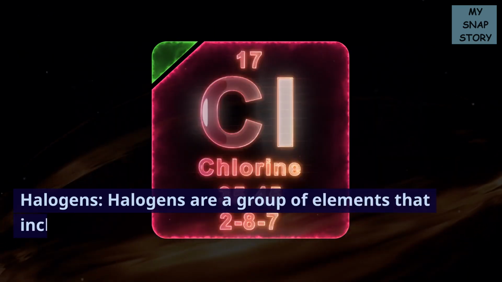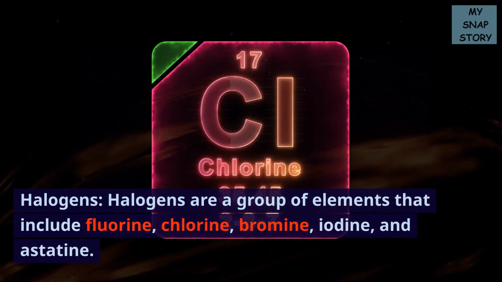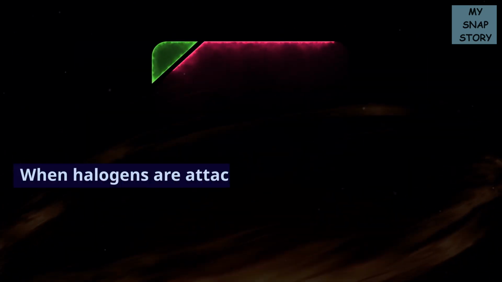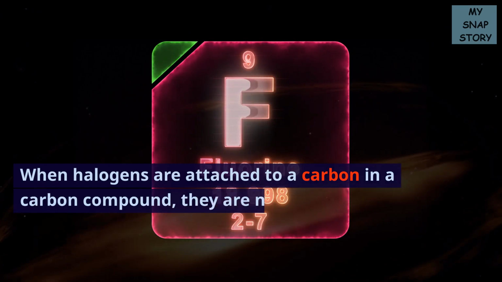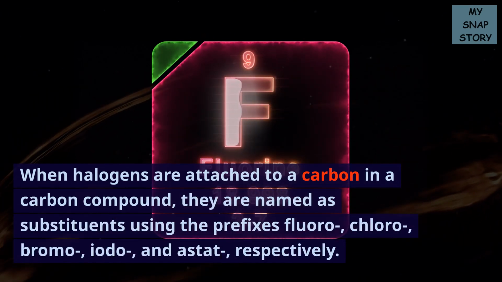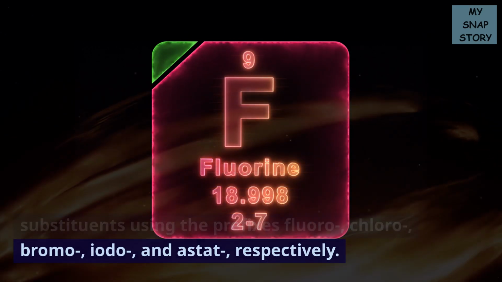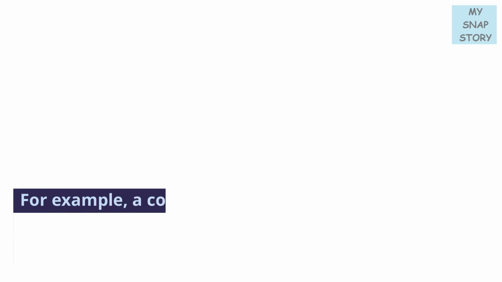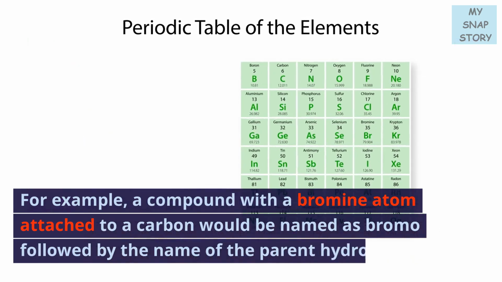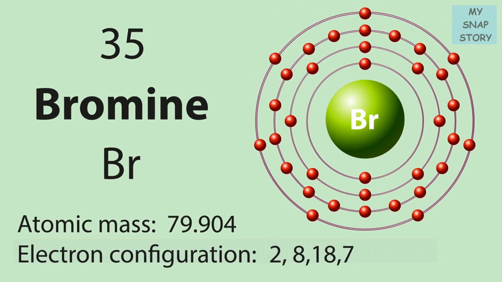Halogens. Halogens are a group of elements that include fluorine, chlorine, bromine, iodine, and astatine. When halogens are attached to a carbon in a carbon compound, they are named as substituents using the prefixes fluoro, chloro, bromo, iodo, and astato, respectively. For example, a compound with a bromine atom attached to a carbon would be named as bromo followed by the name of the parent hydrocarbon.